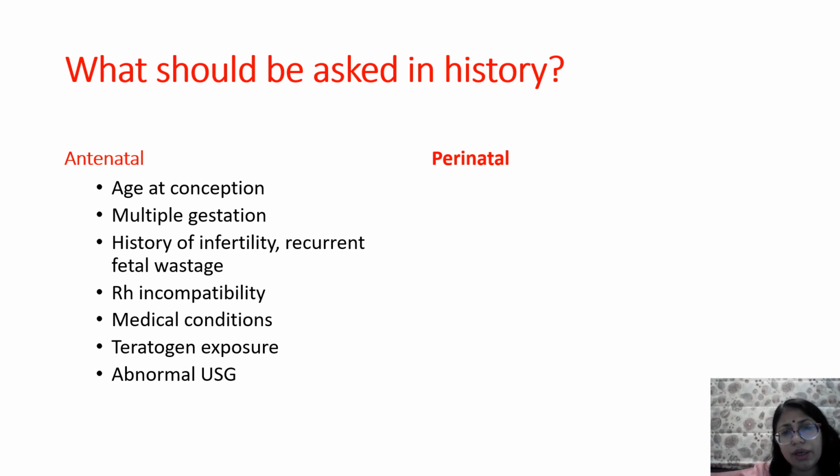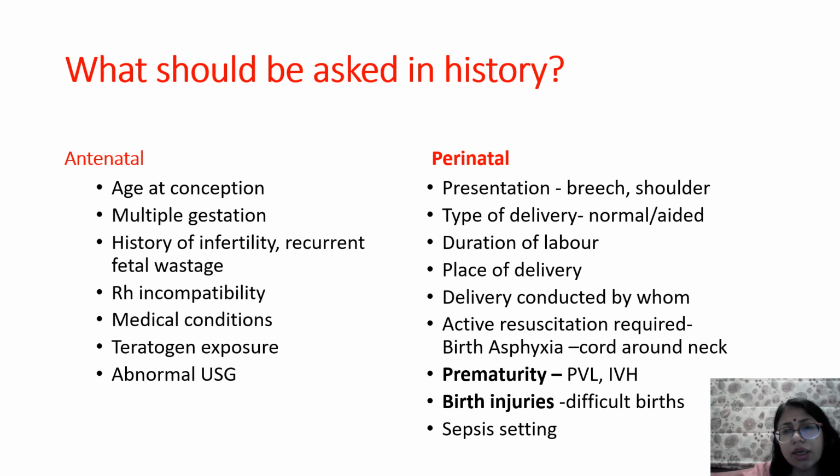In the perinatal period, what we should focus on is the presentation. Any presentation other than the normal vertex presentation, like breech or shoulder, may be associated with obstructed labor or prolonged labor. Then the type of delivery, whether it was normal or required some kind of aid like forceps or Ventouse, which could indicate some birth injuries. Then what was the duration of labor? Anything more than 24 hours in a primigravida is prolonged labor.